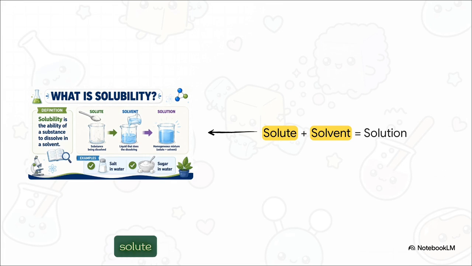You take a solute, which is just the substance being dissolved, like a spoonful of sugar or salt, and you mix it into a solvent, which is the liquid matrix doing the dissolving, like water. Combine them, and you get a beautifully blended, completely homogeneous mixture called a solution. Solute plus solvent equals solution. It's elegant, it's simple, and it literally powers so much of our world.